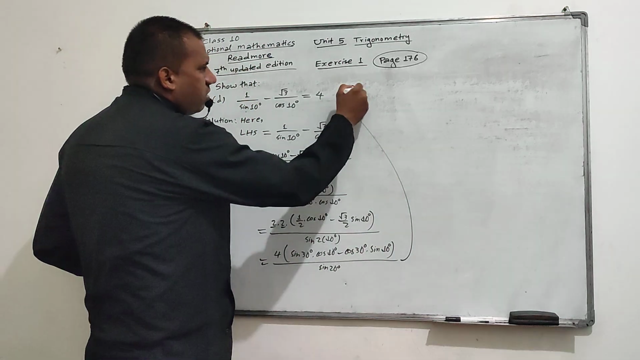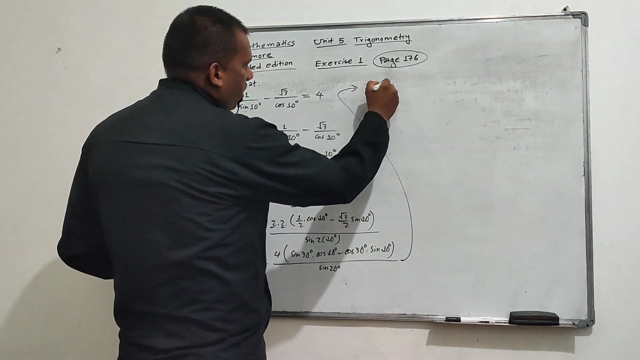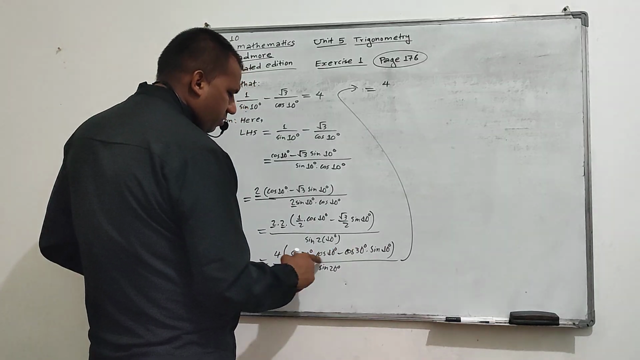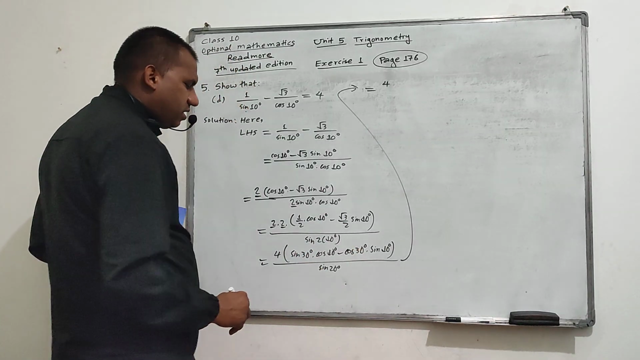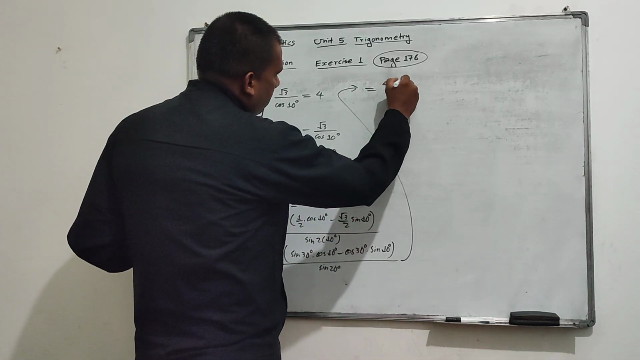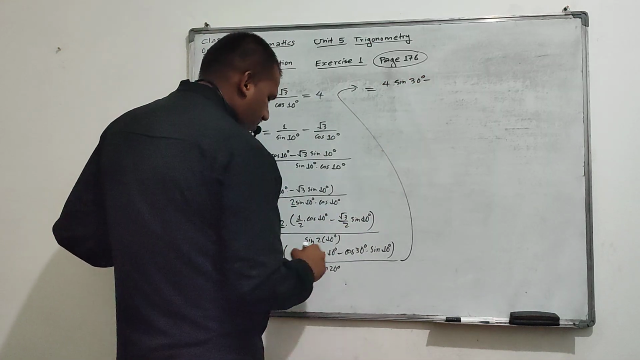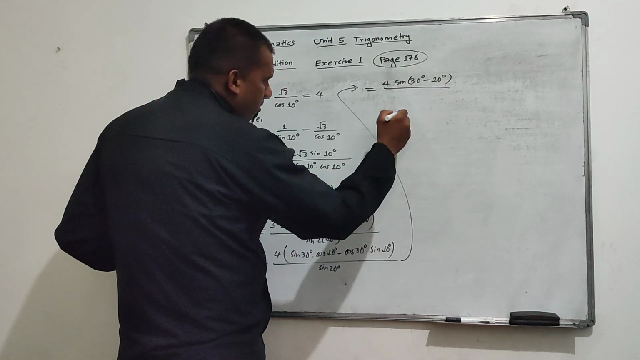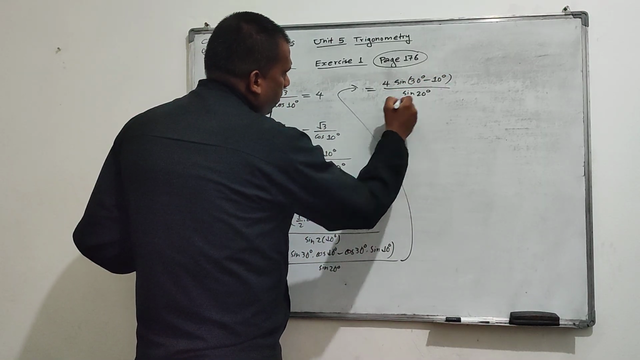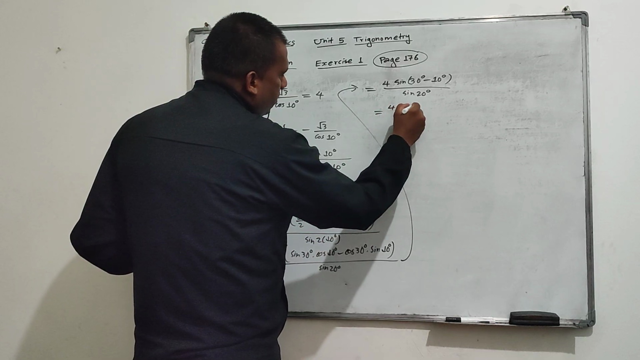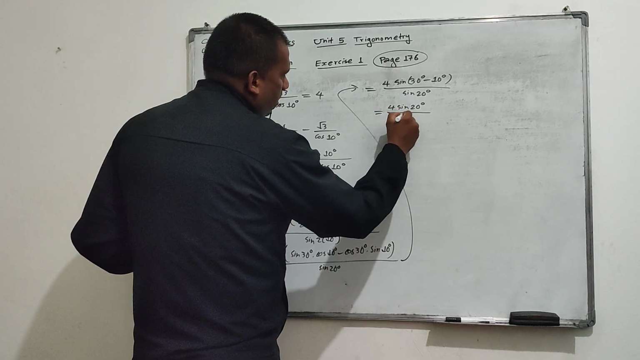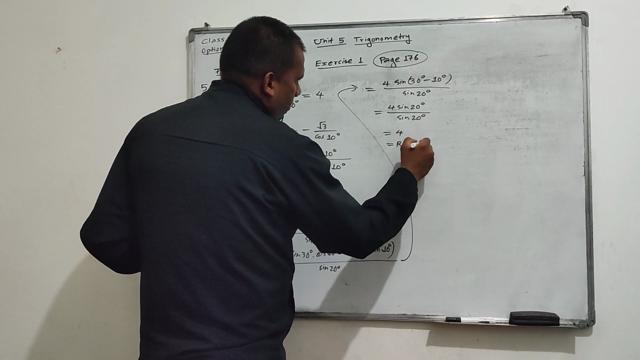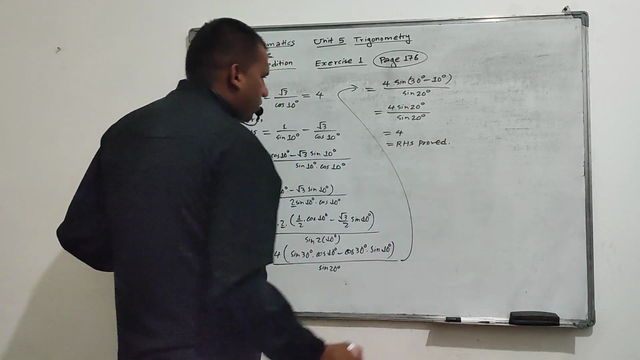Sin 20. Now this is equal to 4 times sin 30 cos 10 minus cos 30 sin 10, sin a cos b minus cos a sin b. This is sin a minus b form, so we can write a as 30 and b as 10. Sin 30 degree minus 10 upon sin 20, 4 sin 20 degree upon sin 20, remaining 4, which is RHS.